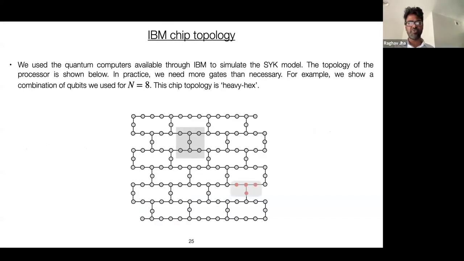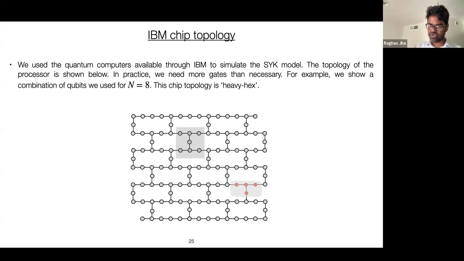This is the IBM chip we run on. For example, you can see 127 qubits lined up in some special topology. If I want to do n equal to 8 SYK model, I need 4 qubits, and the 4 qubits are marked in the reddish blobs. So you take those 4 qubits and do the simulation.